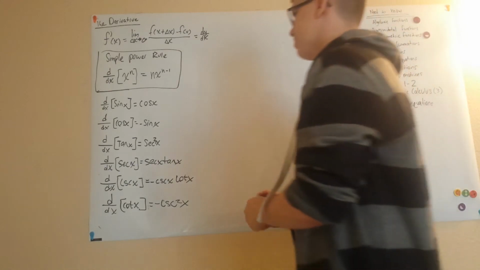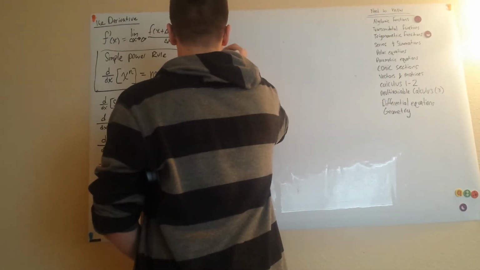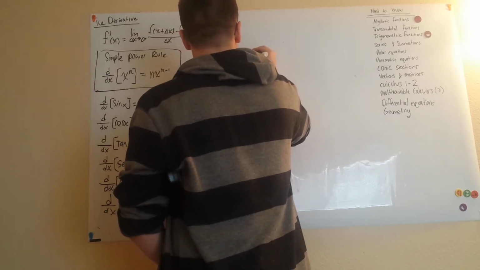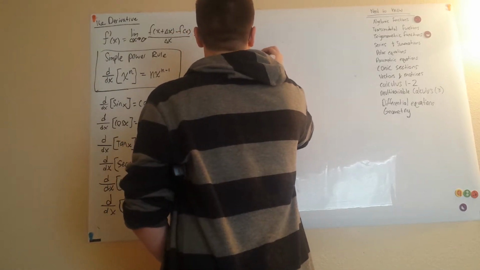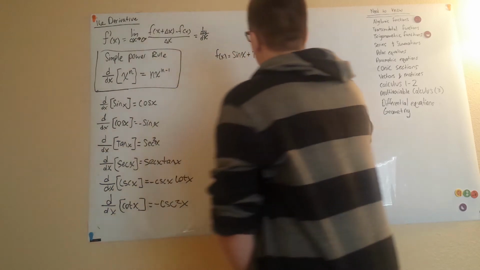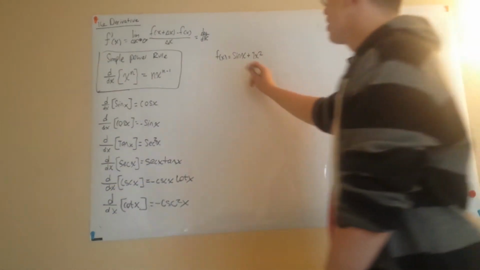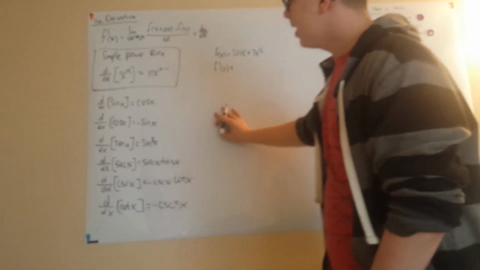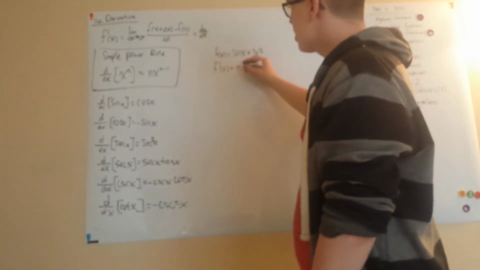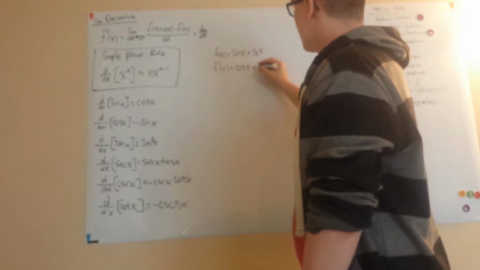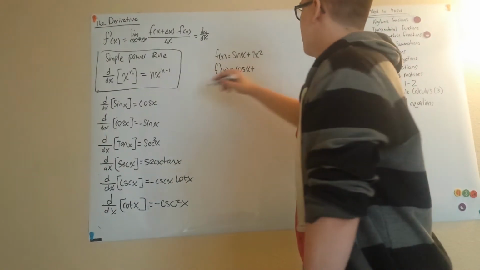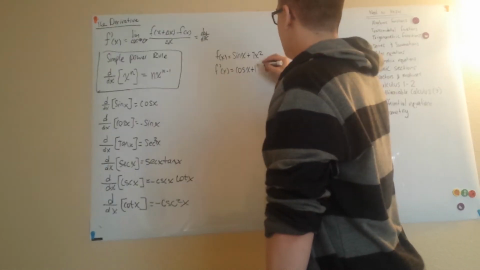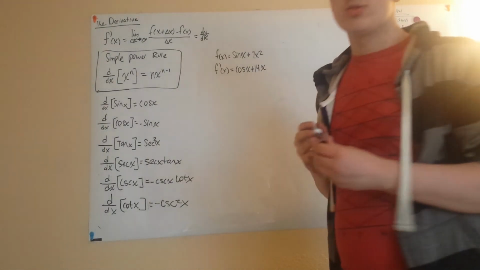So let's practice. So if you have this, the derivative would be: the derivative of sine is cosine. Oh, we've got the simple power rule. It's 14. That would be the derivative.